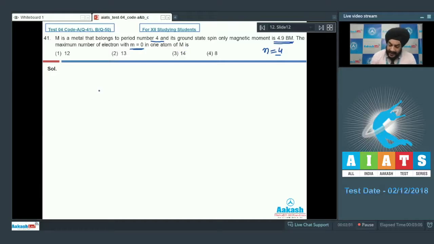metal M. So if we try and fill up the electrons in the orbitals starting from the 1s, we have 1s2, 2s2, 2p6, 3s2, 3p6 and 4s2. So we have now started in the fourth period. So it can contain d electrons. So our first guess would be that we could probably have all the 4 electrons of d unpaired.